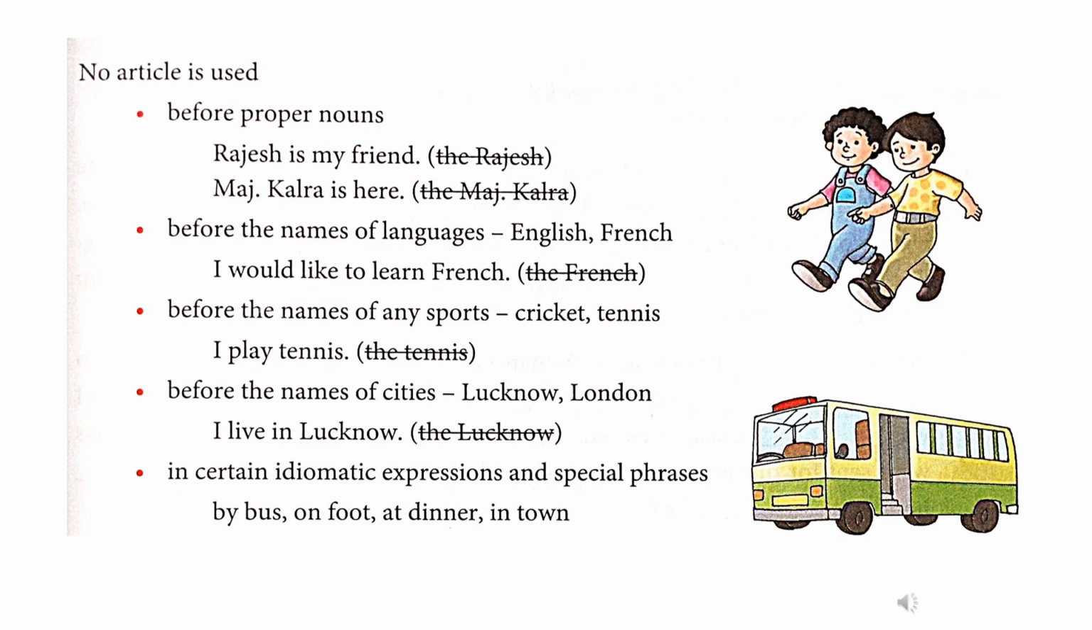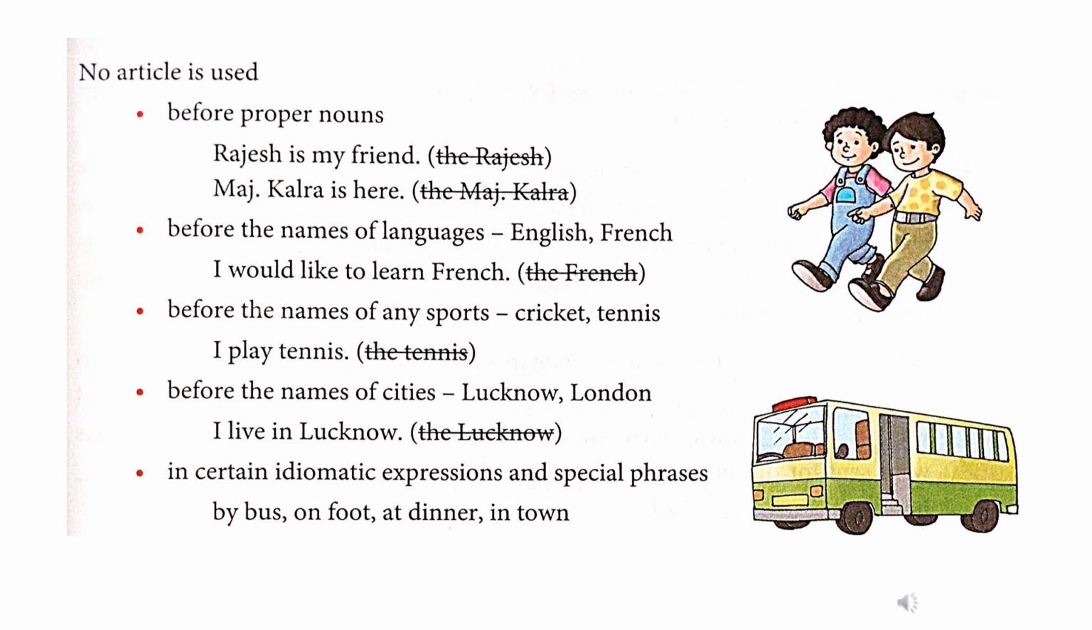No article is used. We are not using any article before the following. First, before proper nouns. Second, before the names of languages. Third, before the names of any sports. We are not using the article before these.